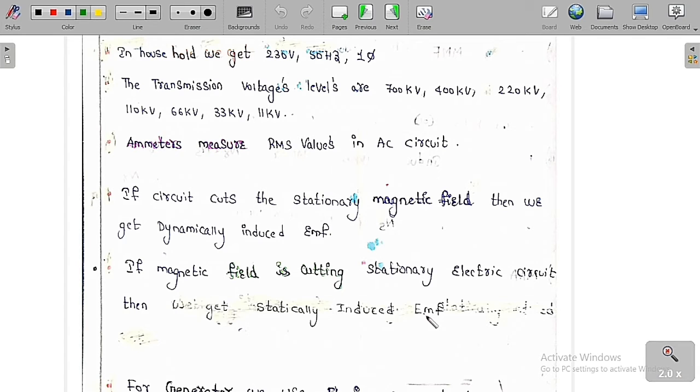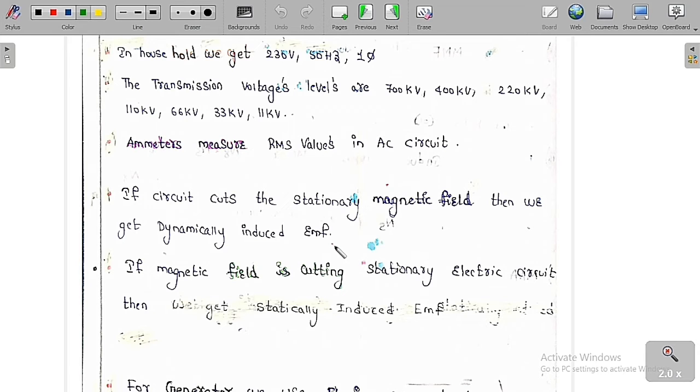But if the coils are stationary, if the circuit is stationary and the magnetic flux is moving, changing with respect to time, then we call it statically induced EMF. Statically induced EMF is found in transformers, whereas in rotating machines we get dynamically induced EMF. So in static machines we get statically induced EMF, whereas in rotating machines we get dynamically induced EMF.